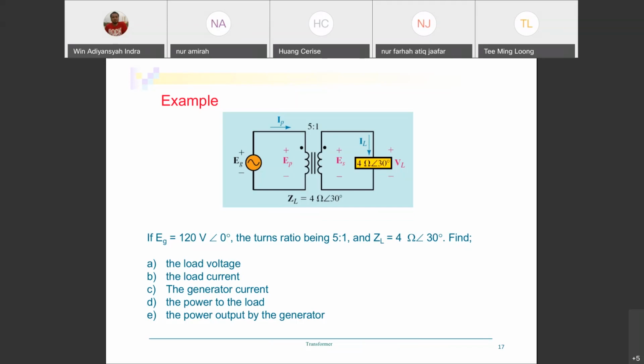Okay. I am sharing a slide here. Hope all of you can see. So, first example.